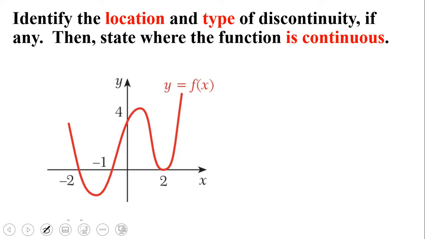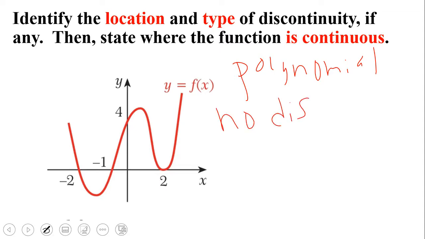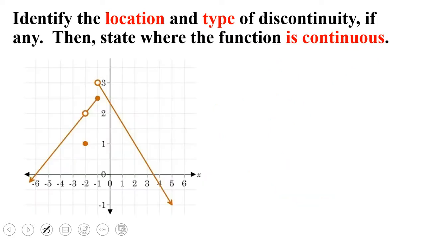How about this one here? If you take a look at it, that looks like a quartic polynomial to me. And again, as you remember a few slides ago, because this is a polynomial, it is always going to be continuous, which means that there are no discontinuities. And if there are no discontinuities, then you would say that the function was continuous from -infinity to infinity. And again, I like to abbreviate dis for discontinuity, C for continuous.